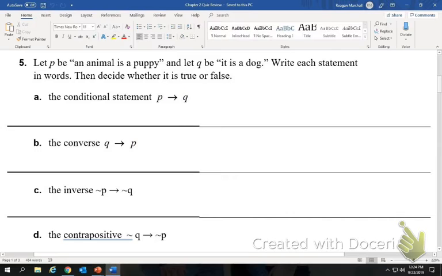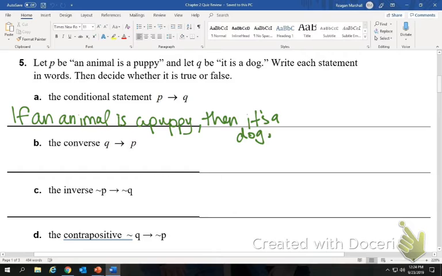So in a conditional sentence, what word will be the very first word? If. All right, we're going to write the hypothesis. What was my hypothesis? An animal is a puppy. So if an animal is a puppy, what can I conclude? Then it's a dog. We do need to decide if it's true or false. Don't overthink these questions. Is that true or false? If an animal is a puppy, then it's a dog. That is true.